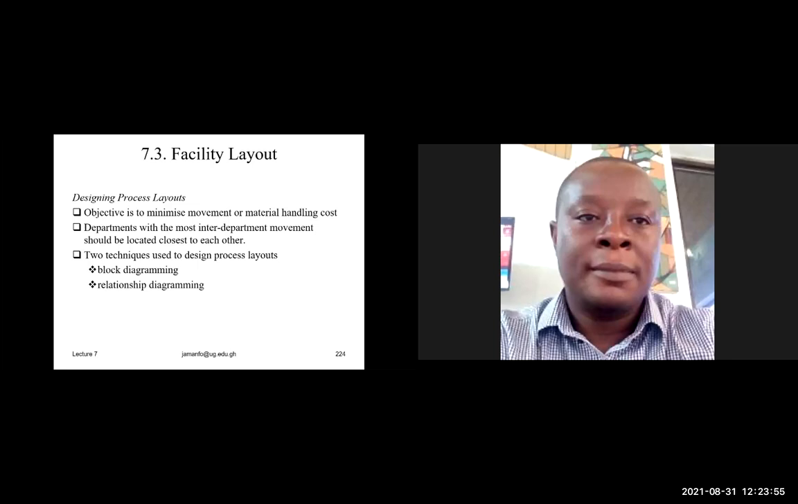Okay. Designing process layout. One objective is to minimize movement or material costs. Departments with the most interdepartmental movement should be located closest to each other. Yeah, and the two techniques which we normally apply to design the process layout are one, block diagramming, and two, relationship diagramming.